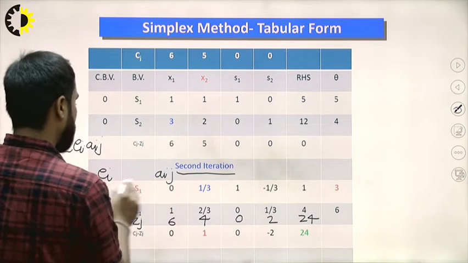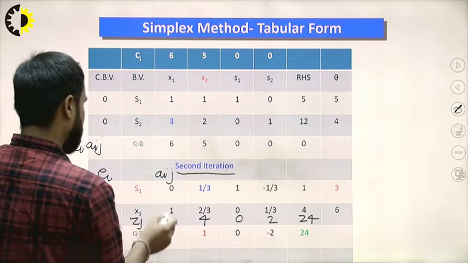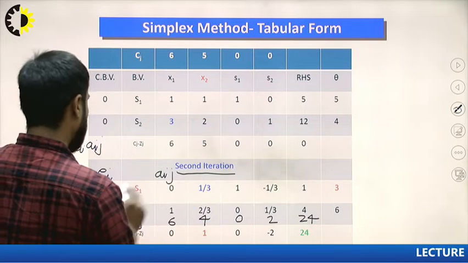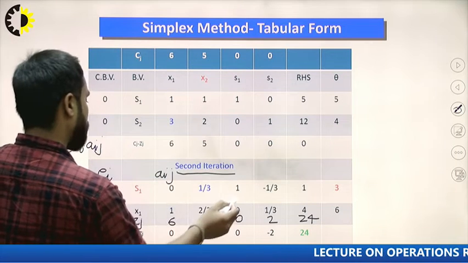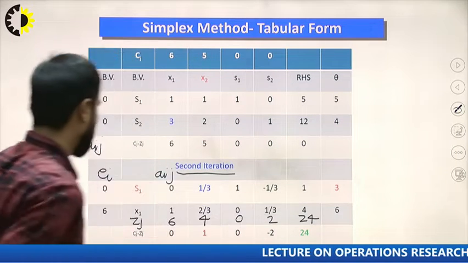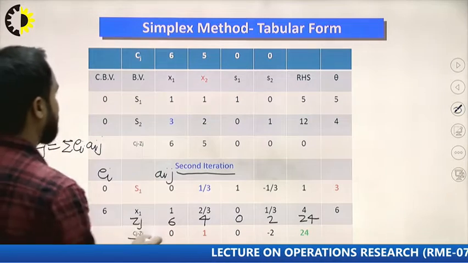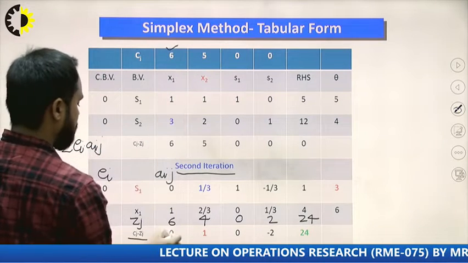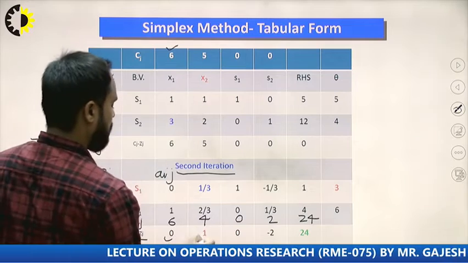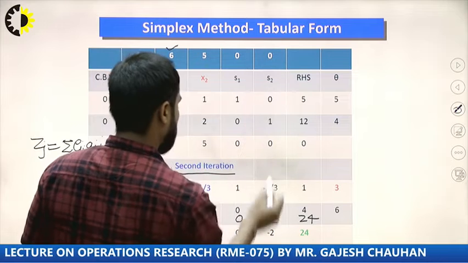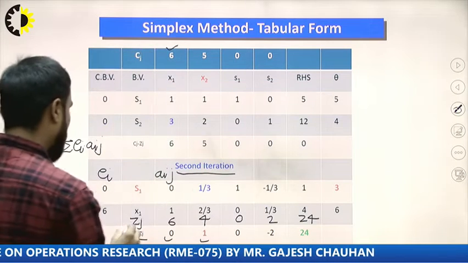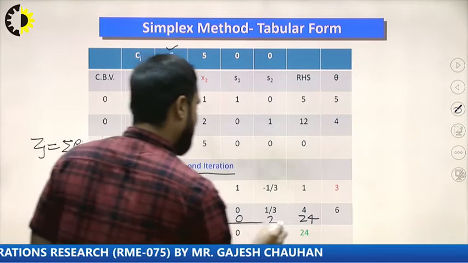So 0 into 0 plus 6 into 1 is 6. 0 into 1 by 3 plus 6 into 2 by 3 becomes 4. 0 into 1 plus 6 into 0 becomes 0. Just like this I am calculating. And again Cj minus Zj. Cj is here, 6 minus 6 becomes 0, 5 minus 4 becomes 1, 0 minus 0 becomes 0, 0 minus 2 becomes minus 2. So now again we have to choose which variable is entering and which is leaving.